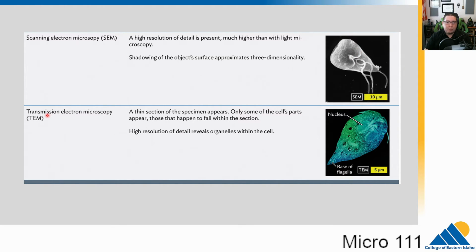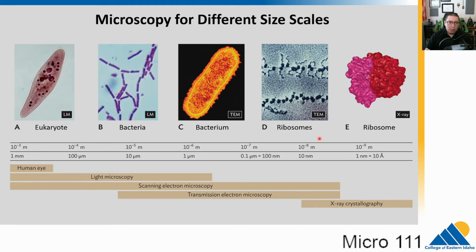And then we have transmission electron microscopy. This shoots electrons through a thin section of it. So the really cool 3D images of small stuff are generally scanning electron microscopy. Transmission electron microscopy looks like this. It looks kind of like light microscopy, but with super high resolution. So if we put this into perspective, right?